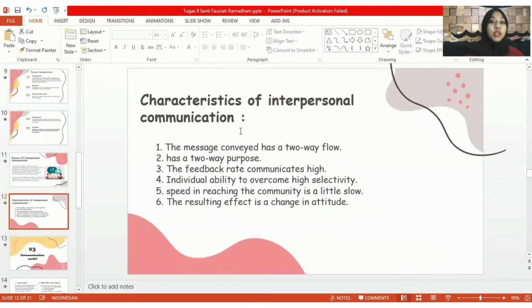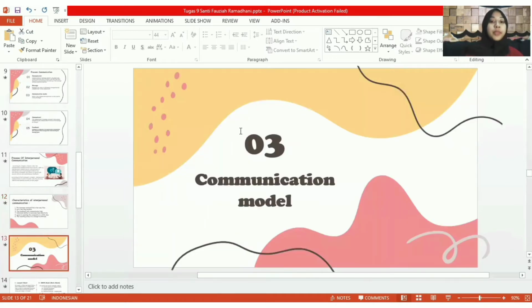Characteristics of interpersonal communication. 1. The message conveyed has a two-way flow. 2. Has a two-way purpose. 3. The feedback rate is high. 4. Individuals' ability to overcome high selective. 5. The teaching of the community is a little slow. The result effect is the change in attitude.